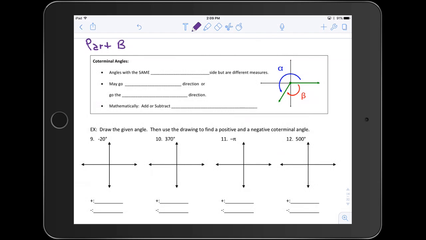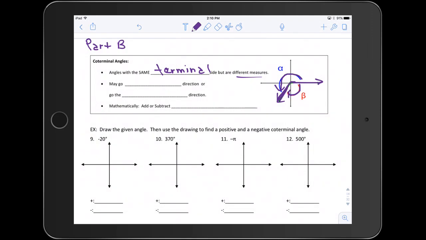It says coterminal angles are angles with the same terminal side, but with different measures. So they're sharing a terminal side, but they have a different measure. If you look at this green angle right here, here of course is the initial side, and the angle opens up to this terminal side right here. We have alpha here, that's one angle, and we have beta here, which is a different angle.